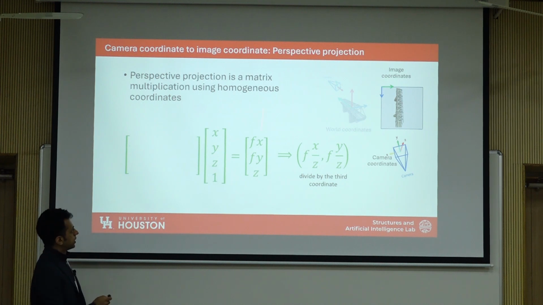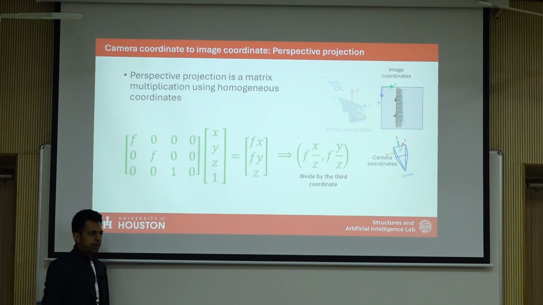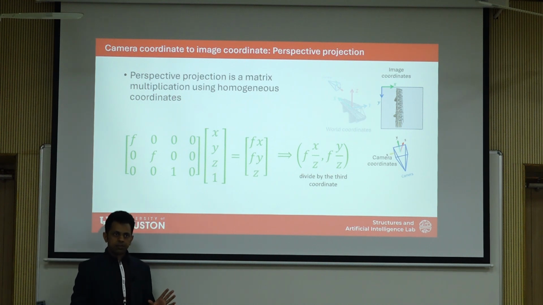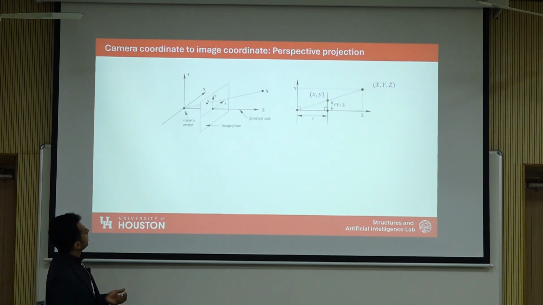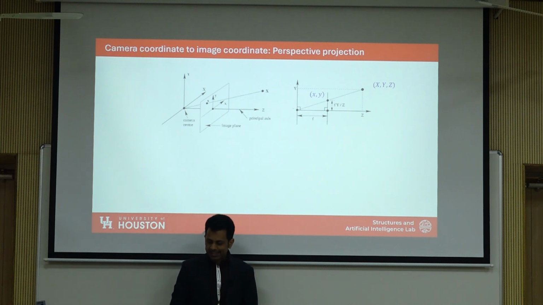So that's our image coordinate. And the matrix we need to arrive at that is simply f, f, 1. Okay? We multiply this projection matrix with our world coordinate in camera coordinates, we get our image coordinate. Now this is for the simple case where you have a pinhole model. But with most cameras, you have more than just that.